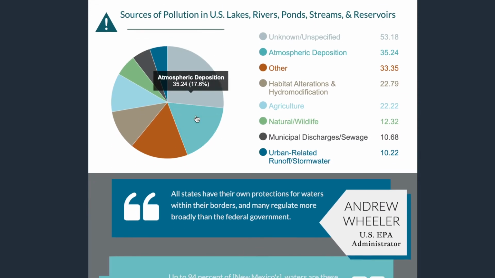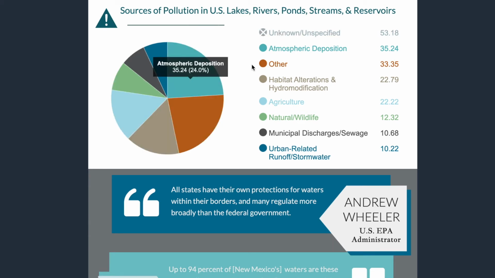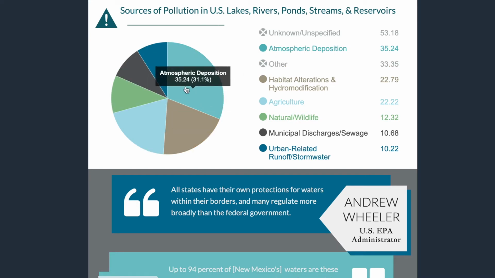This next section was an interactive graph about different sources of pollution. The great thing about this as well is that you can check or uncheck certain components, so we can take a look and see without unknown and unspecified how the different percentages change and what makes up those sources of pollution.